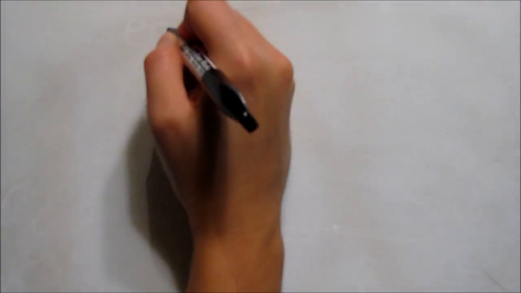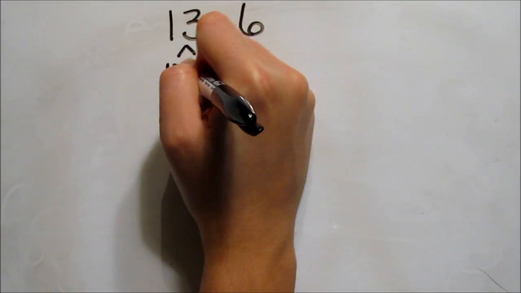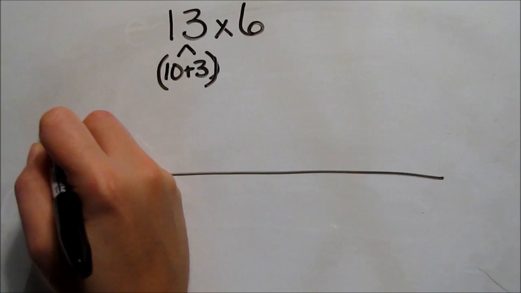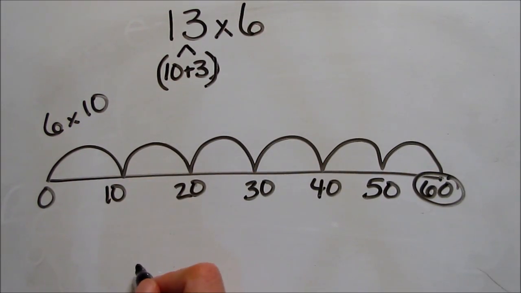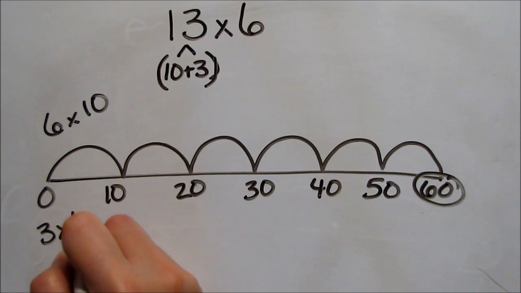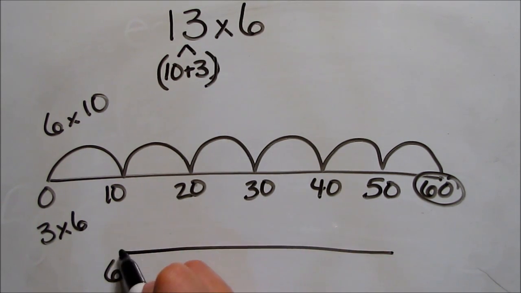When we get into multiplying bigger numbers, we can still use the number line. Let's look at 13 times 6. I don't know that one off the top of my head. I'm going to break apart the 13 into 10 and 3. I'll do 6 times 10, which is 6 jumps of 10 and ends on 60. Then I still have 3 times 6. I can do 3 jumps of 6 or 6 jumps of 3, but since I like to get to my answers quickly, I'm going to do 3 jumps of 6.